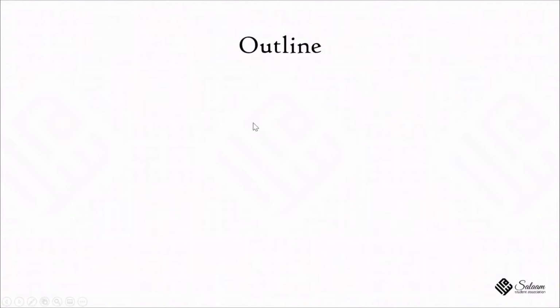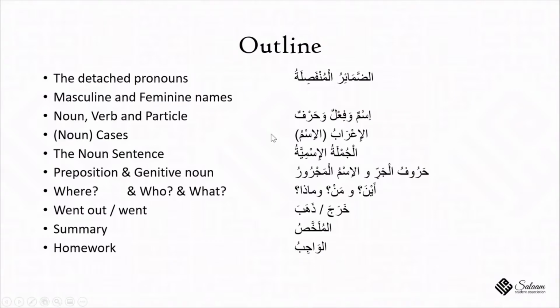So today it's going to probably be more condensed than before. We are going to discuss the detached pronouns, which is the he, she, it, they, we, and I in English. We are going to discuss them in Arabic. We're going to discuss a certain note about the masculine and feminine names, people names, and we also go through the noun, verb, and particle concept of the Arabic words.